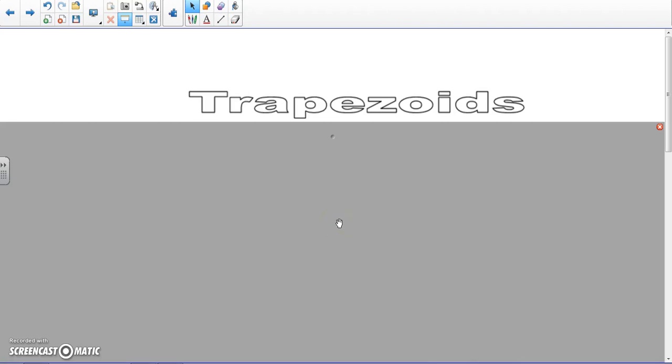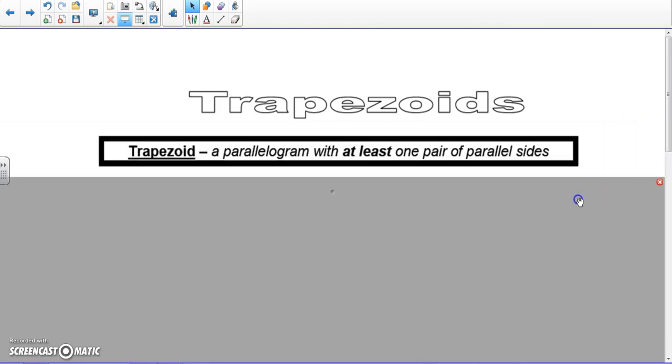Hi everybody, we are up to page 15 in our notes. So 15 in our notes, we are up to trapezoids. We haven't done one of these videos in a while. Hopefully we all remember what we're doing here, myself included.